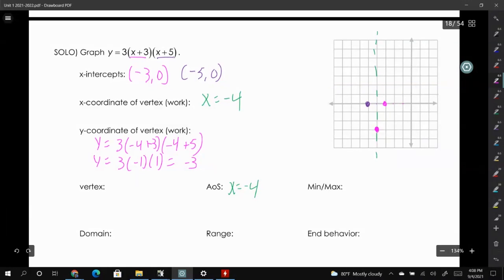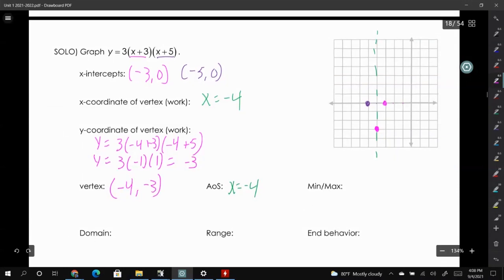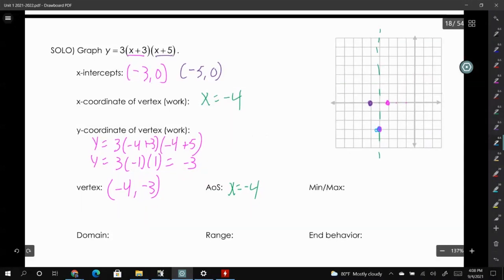So here is our vertex: negative 4, comma negative 3. We also can see from our graph that that is going to be a minimum value right here. So the minimum is at y equals negative 3.